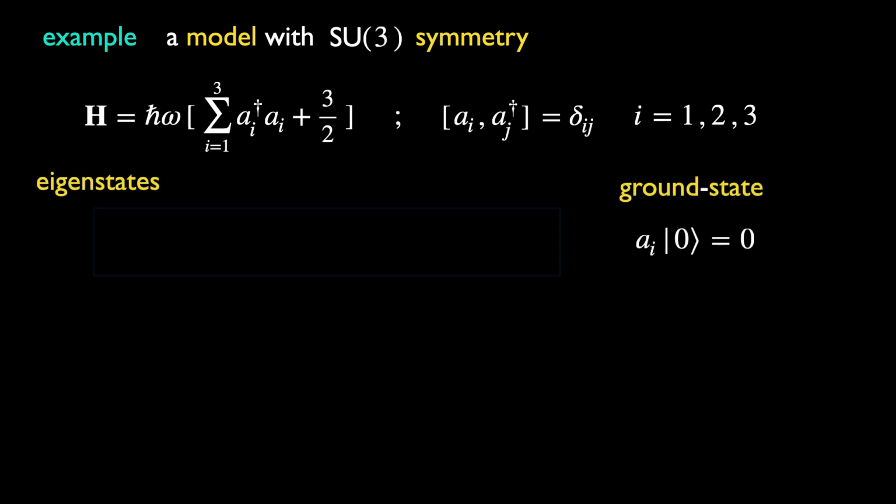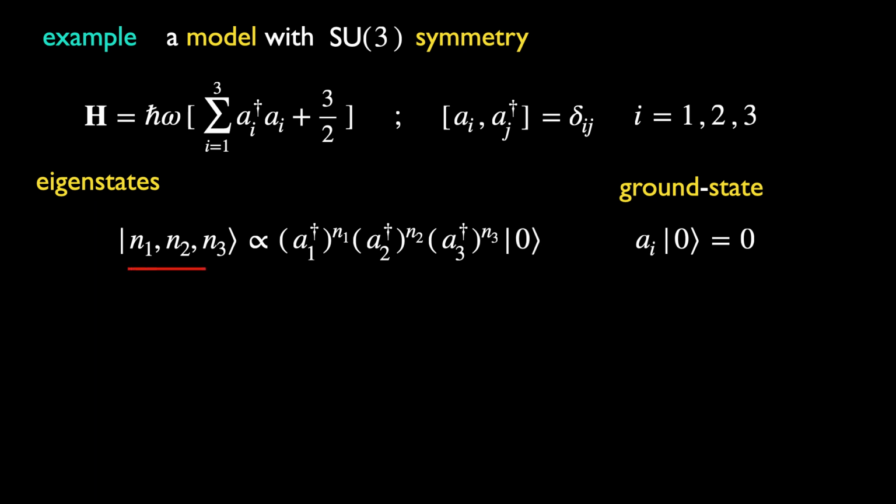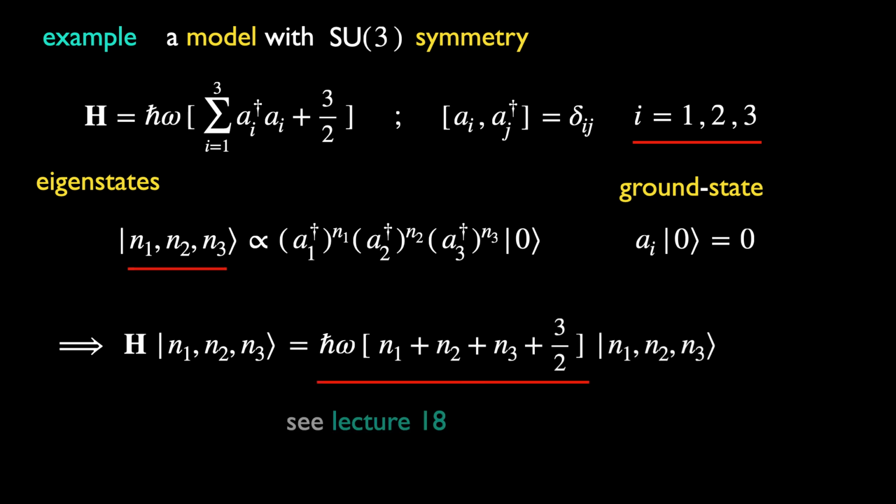A typical eigenstate of this Hamiltonian comes from the actions of several ladder operators of different flavors on the ground state. Our convention is to label the states by the number of particles in each flavor. These states have eigenvalues given by, which we have worked out in lecture 18.